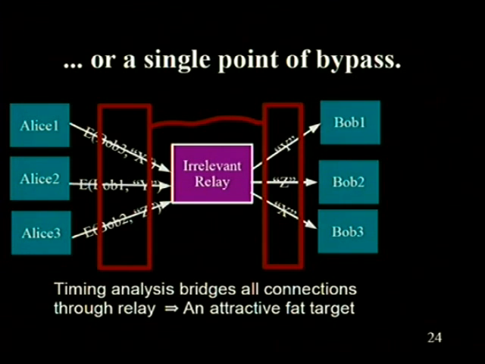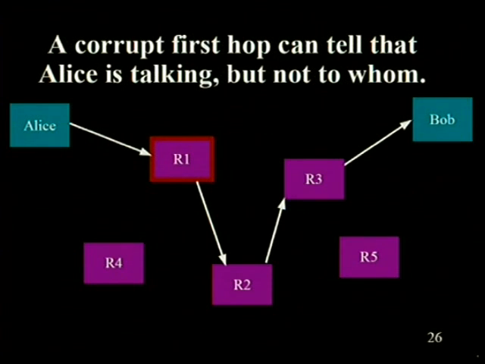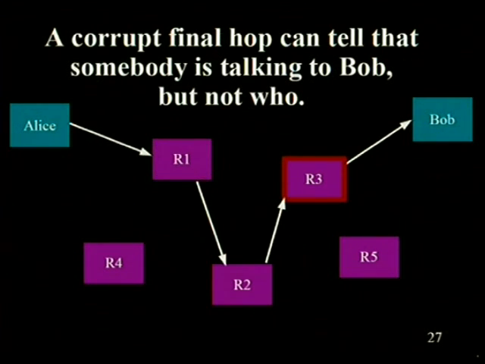So the goal of Tor is to distribute the trust over multiple hops. So no single relay gets to learn about both Alice and Bob. So if R1 is bad, if R1 is trying to figure out what's going on, R1 can see Alice, but he doesn't know what she's doing. And if R3 is bad, then R3 can see Bob. He knows that somebody is talking to Bob, but he doesn't know who is talking to Bob. And if they're both bad, if R1 and R3 are colluding, then we're screwed.